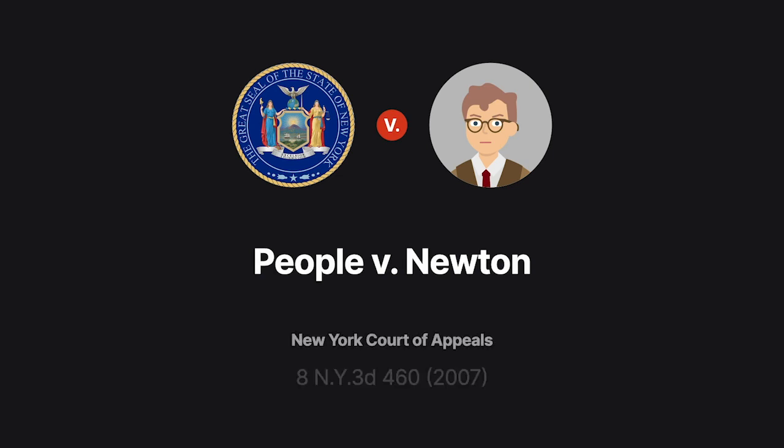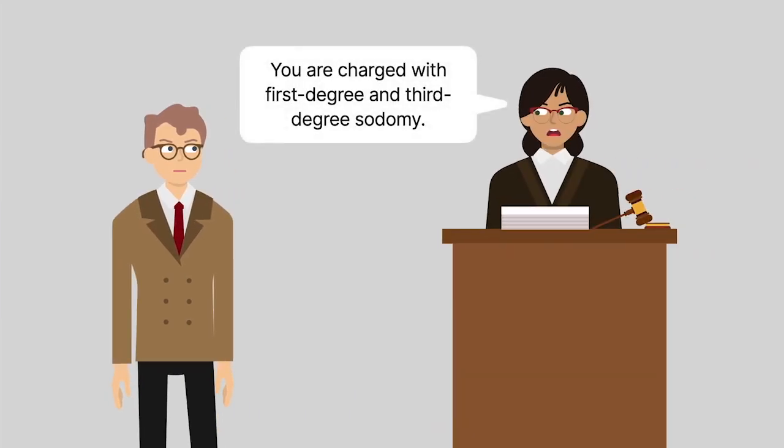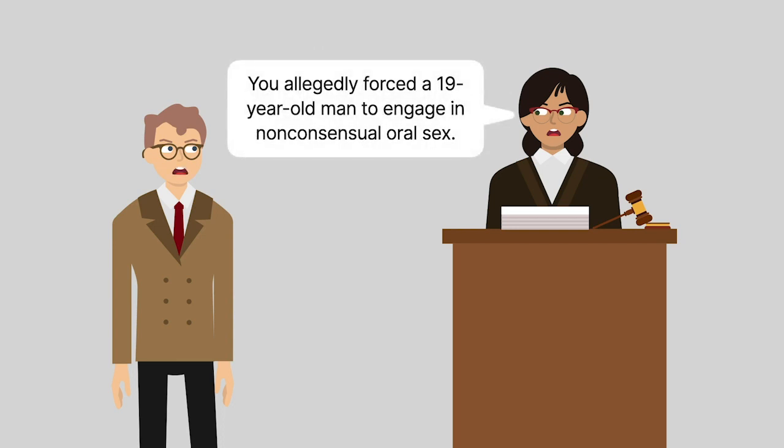In People v. Newton, the court considered whether intoxication may provide a defense if a subjective mens rea isn't an element of the crime. In 2003, the state of New York charged James Newton with first-degree and third-degree sodomy. Newton had allegedly forced a 19-year-old man to engage in non-consensual oral sex.